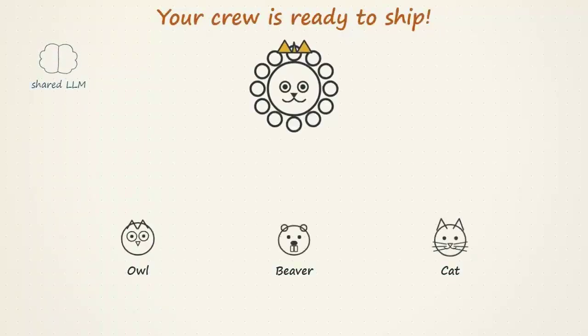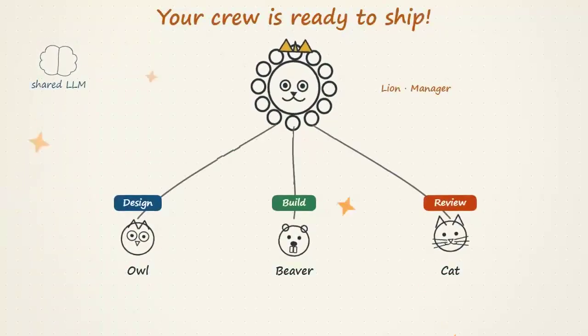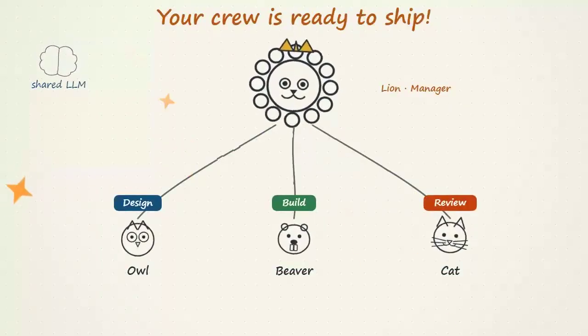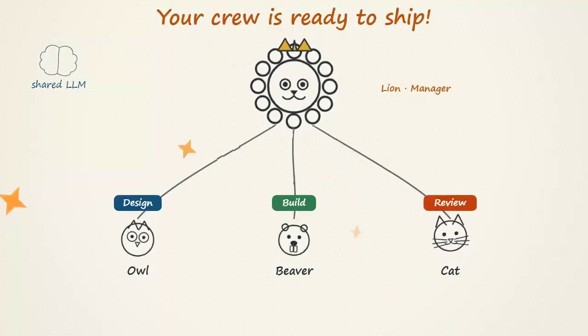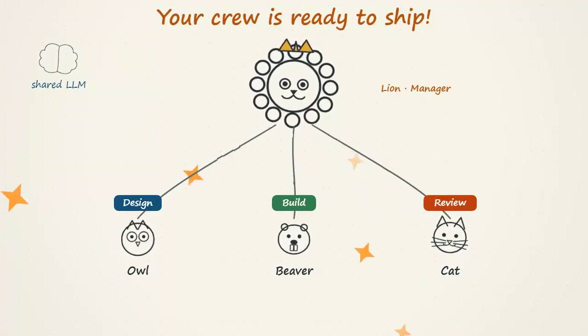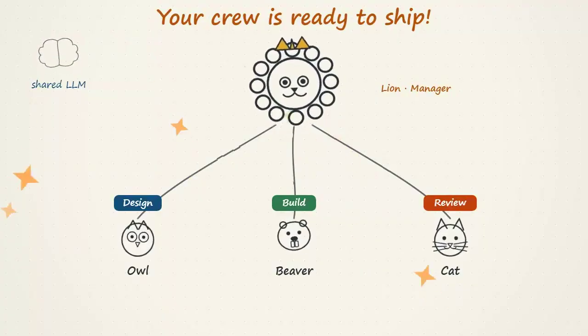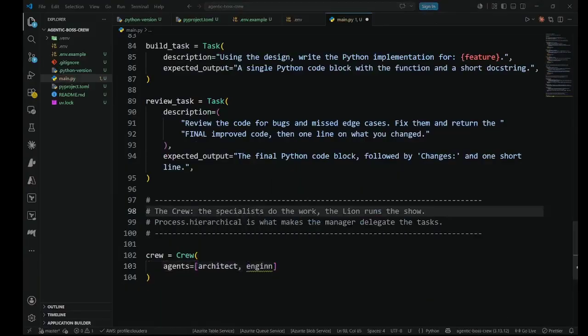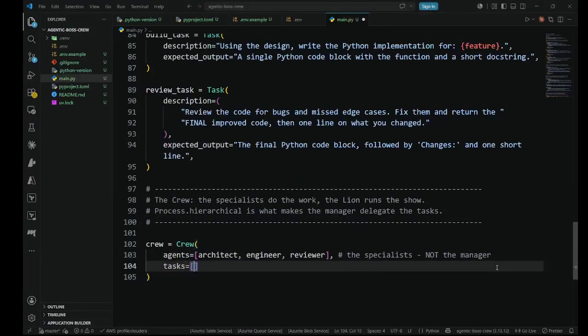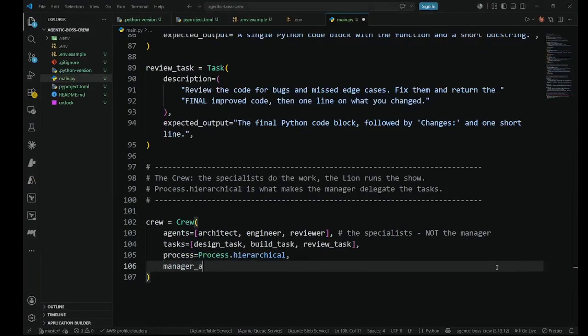And that's the whole crew. One shared brain, a decisive boss, 3 sharp specialists, each with a task. Together, they're ready to ship real, working code. And finally, the crew. This is what ties the whole team together into one unit.